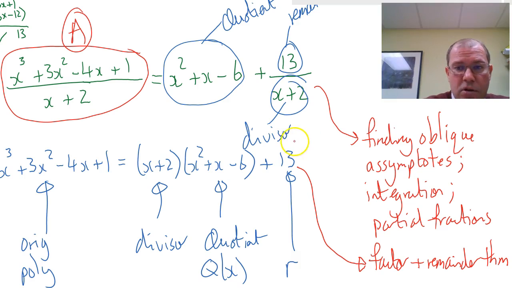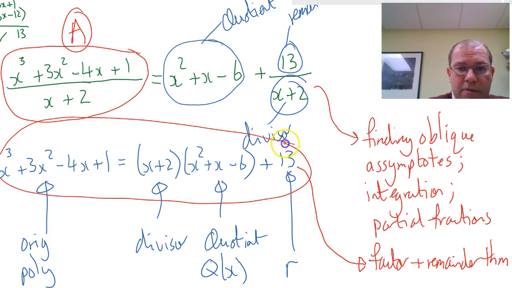The bottom form is also really important. I'll call that form B, because that's really useful if you're trying to factor a polynomial using the factor or the remainder theorem. So both forms are really important, and you should be comfortable writing your answer in both ways depending on what you want to use the answer for.